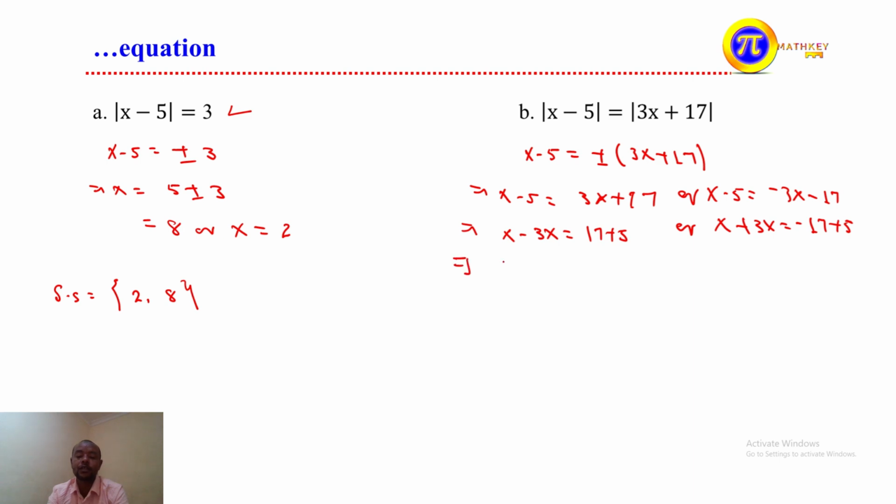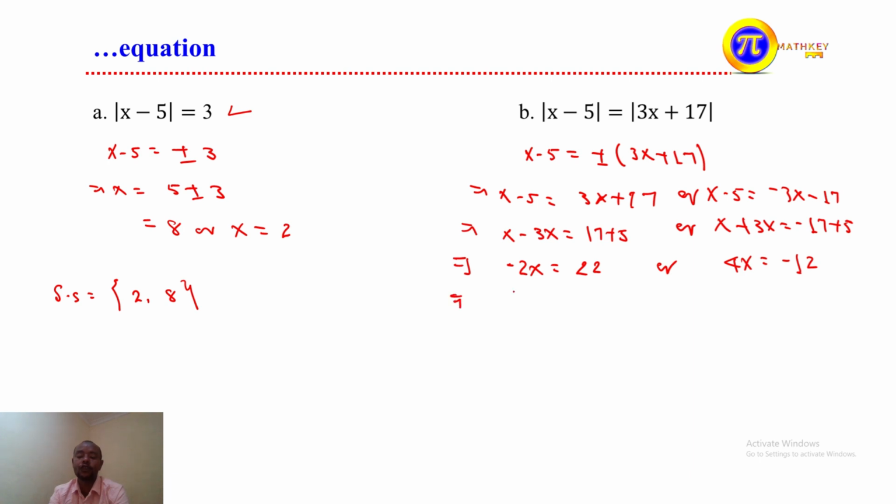This implies x minus 3x is minus 2x, which is equal to 17 plus 5, that is 22. Or here, x plus 3x is 4x, which is equal to negative 17 plus 5, that is negative 12. Then solve for x.